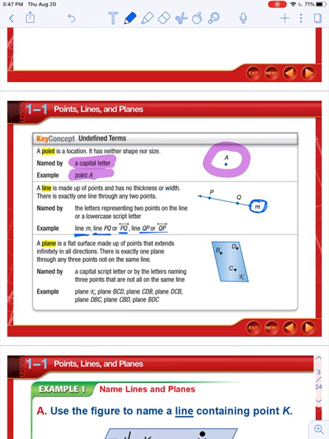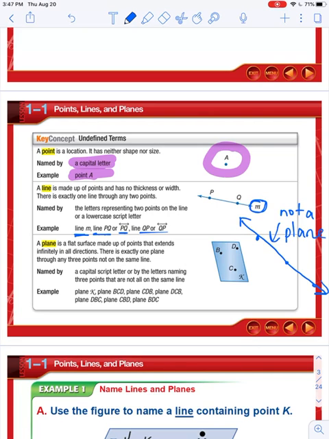Anyway, there is exactly one plane through any 3 points. So in this case, BDC, this plane is through those 3 points. But those points cannot be on the same line. So if we had 3 points here, all connected, this is not a plane. These are collinear points.